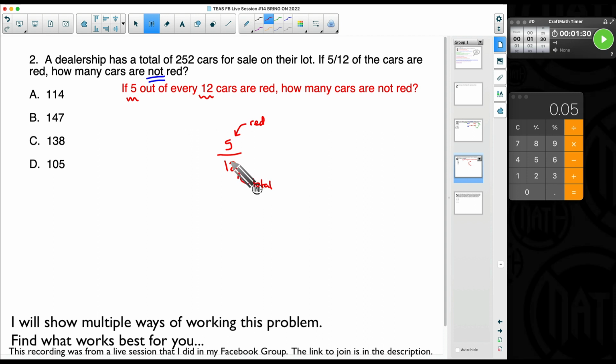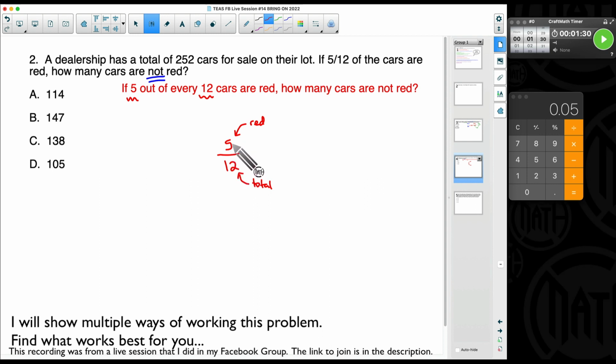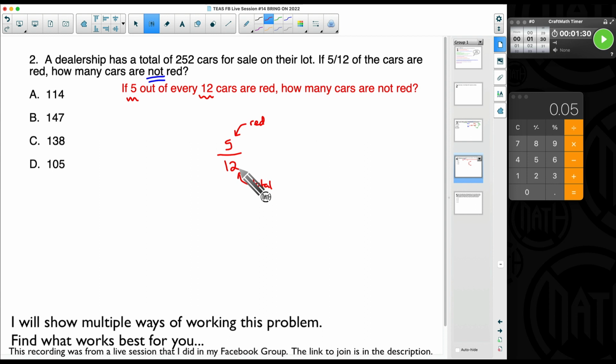There are 5 red cars out of every total 12 cars. Suppose you had a total of 12 cars right in front of your face. 5 out of those 12 would be red. That's what this sentence is saying. That's what this fraction represents.